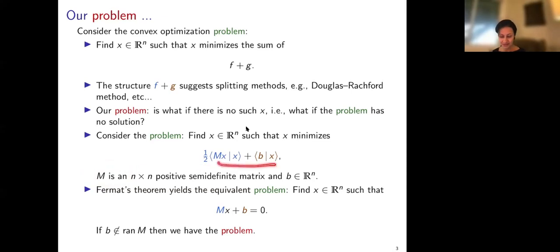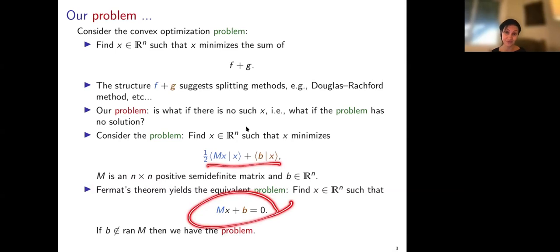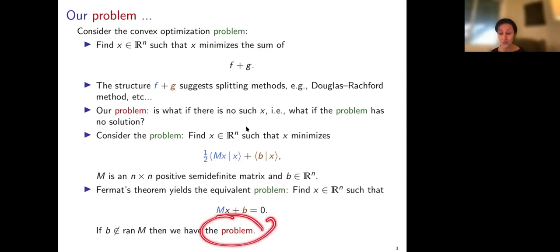And because we are convex, Fermat's theorem, together with the smoothness of the function, yields that this is equivalent to solving this linear system of equations. Now, it could happen that the system is inconsistent, in the case when b is not in the range of M. And this is where we have a problem. So this is where our red problem starts.